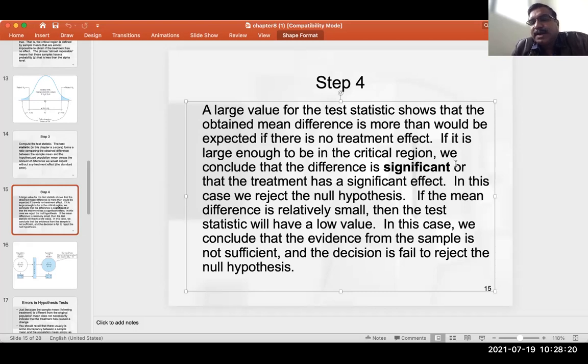And if you are getting that mean, that means there is something missing or the claim is not true, right? So if the mean difference is relatively small, then you are going to get a low Z value. If you remember the formula we already talked about, here what is the Z value?